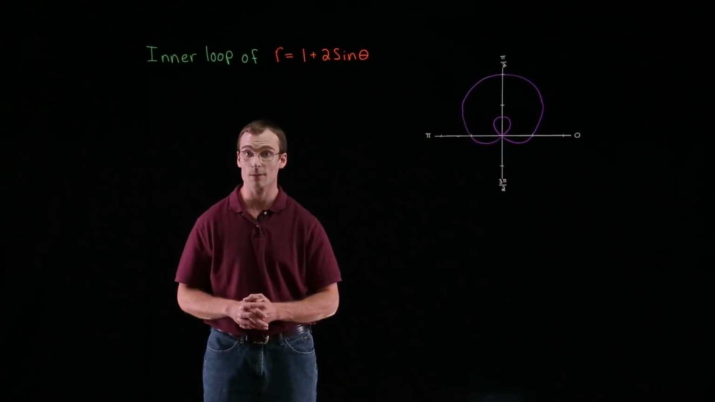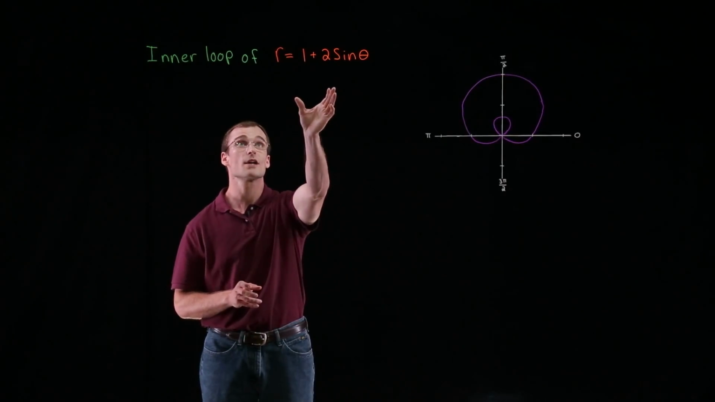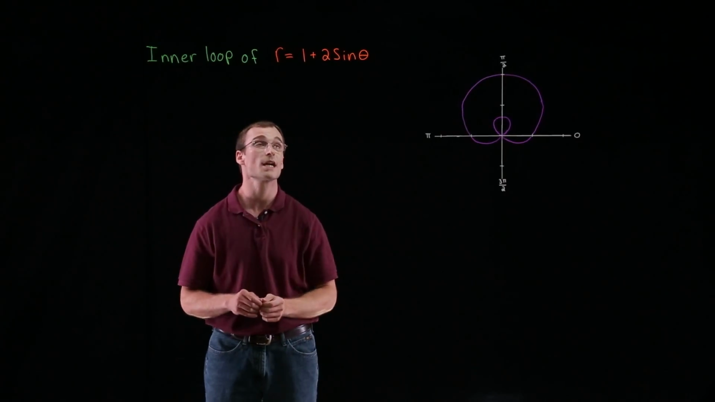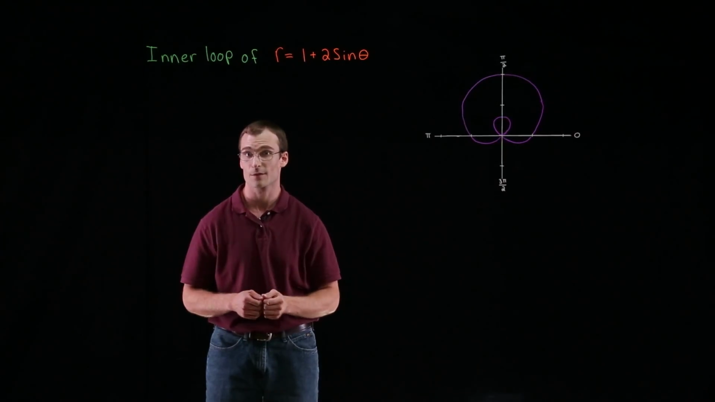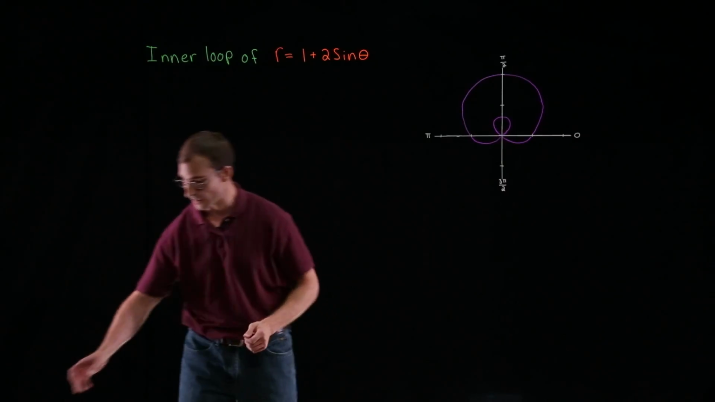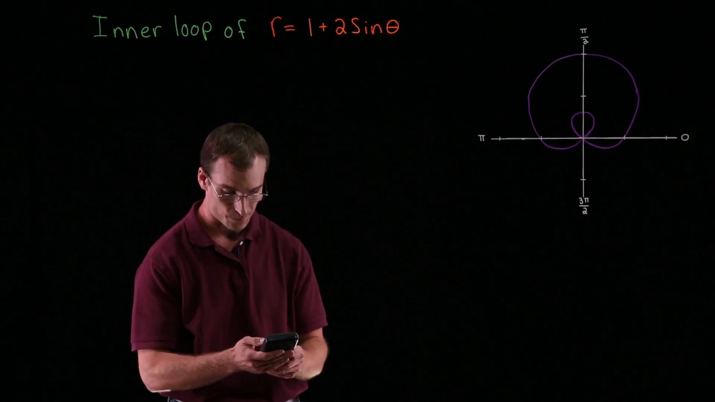Hi everyone, I'm Adam. In this problem, we're going to be using a graphing utility to sketch the graph given by our polar equation r equals 1 plus 2 times the sine of theta. And then we're going to be finding the area of the inner loop of that curve. So first let's take our graphing utility and come up with a sketch of the graph.